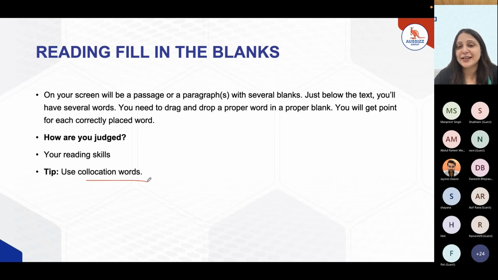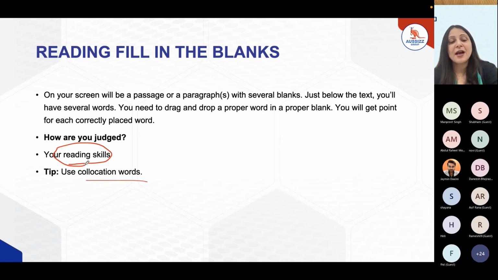Words that we use in our day-to-day life. For example, keep in touch. We usually say that, right? So keep in touch is a collocation. They will give you keep in the sentence and keep the words in and touch outside the blank, and you have to drag and drop. Obviously, reading fill in the blanks gives you score only in the reading section.